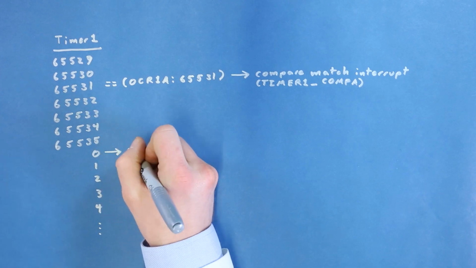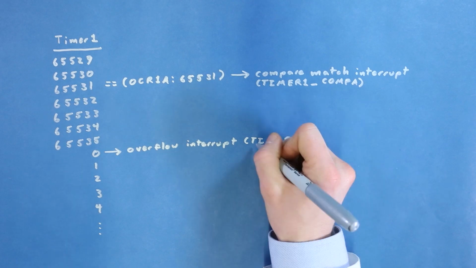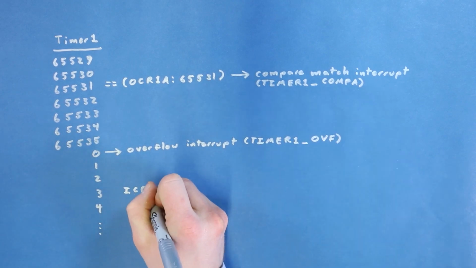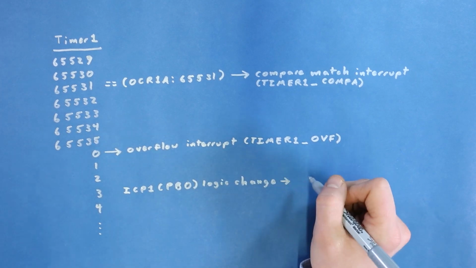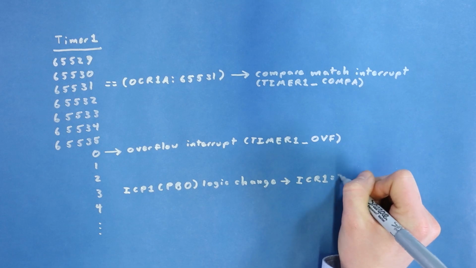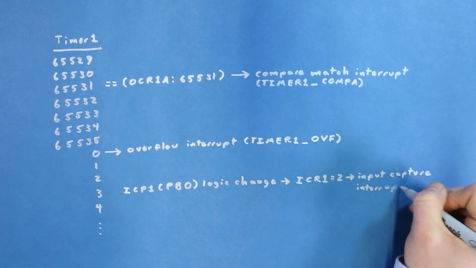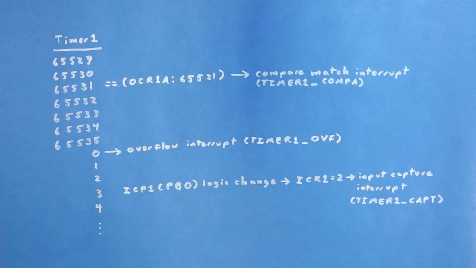Next, every time the timer 1 counter goes from its max value to 0, an overflow interrupt is generated, which is known as the timer 1 OVF source. Finally, if we have the input capture set up for timer 1, whenever a logic level change occurs on a specific pin, such as the ICP1 pin in this example, which is port B pin 0, an input capture interrupt is generated.